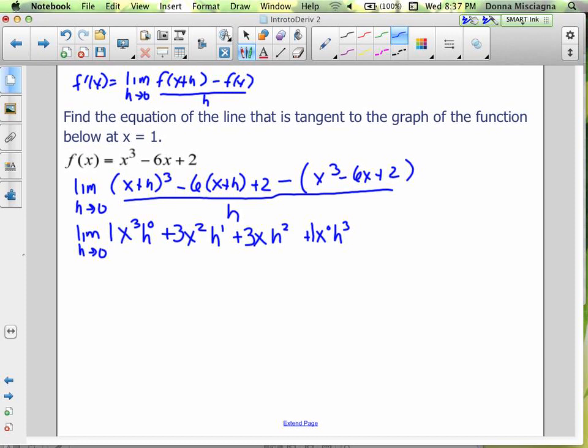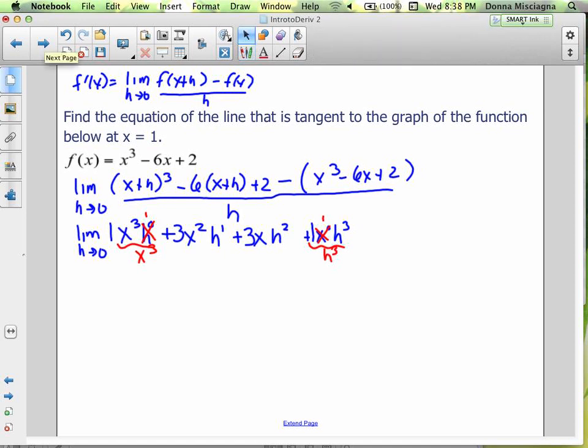So this here, we'll just cross it out. This here actually would just be 1, right? So it's not going to actually be there. And then this one here would also just be 1, right? So all of this is really just x cubed, and all of this is really just h cubed, right? Just a little review on how to cube. We're taking all of that and we're subtracting x cubed minus plus 6x minus 2.